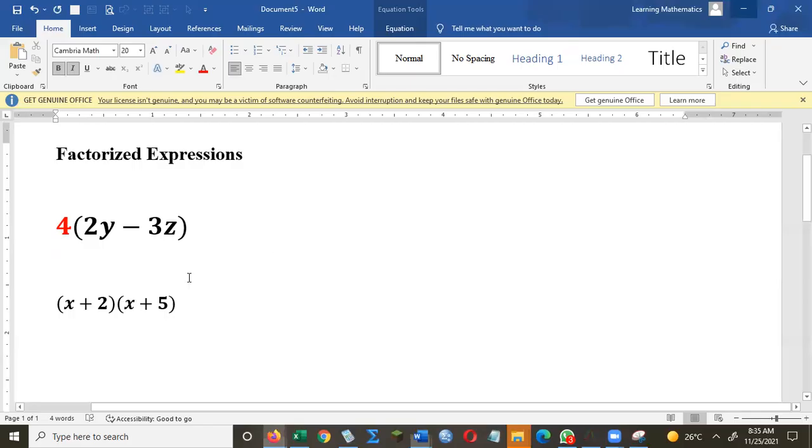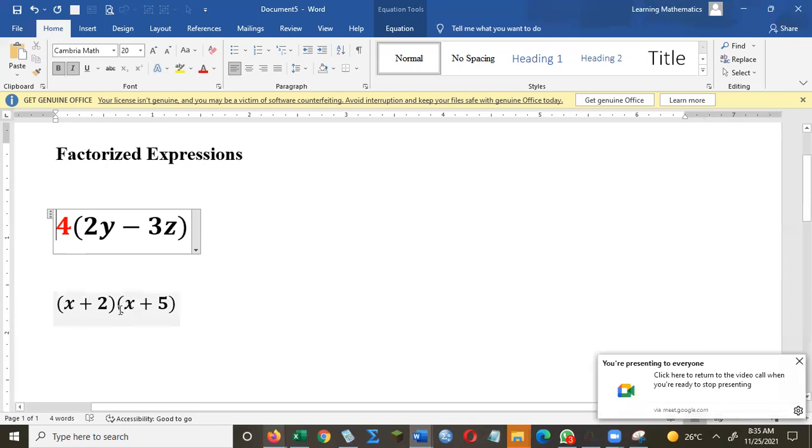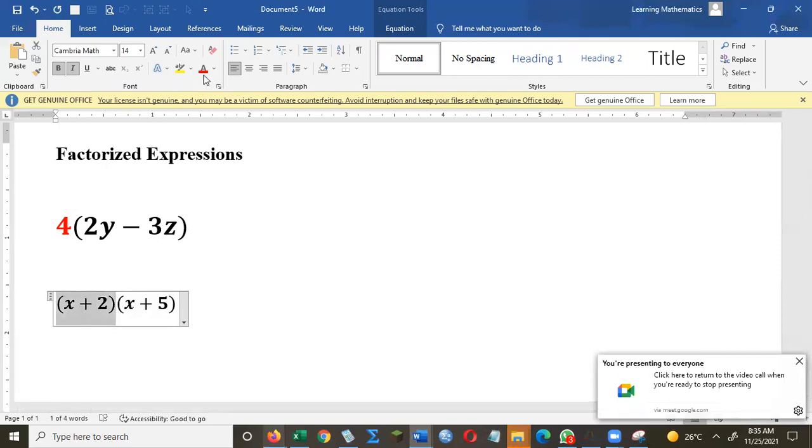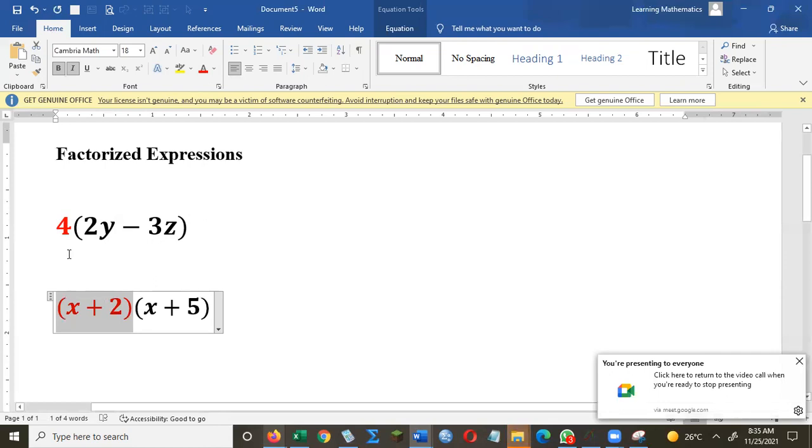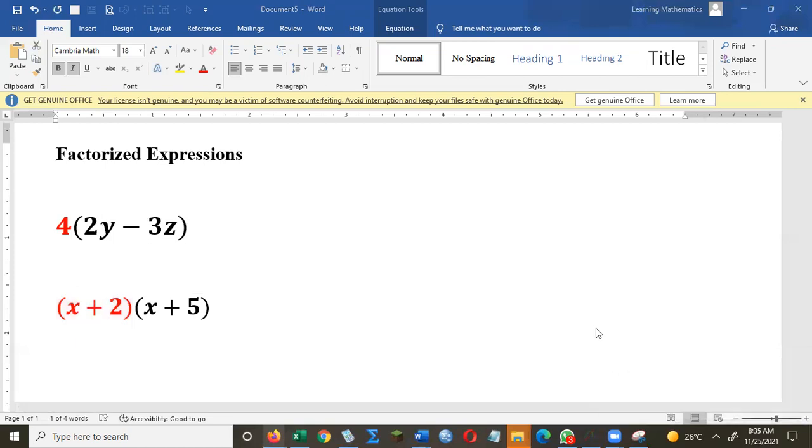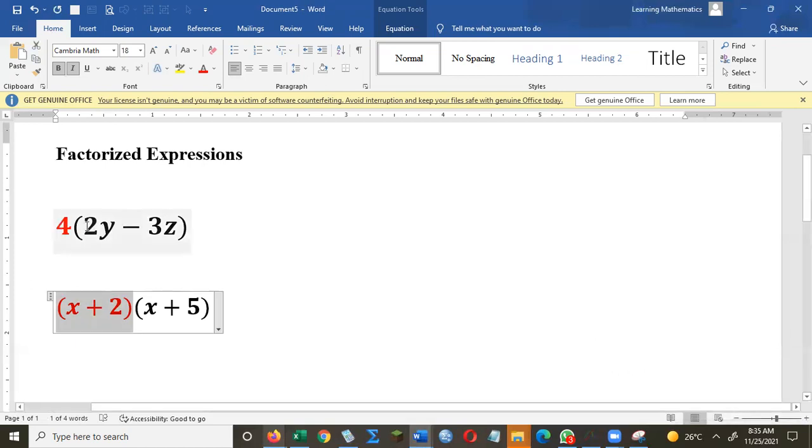But when we come here now, we are not seeing 4. We are seeing x plus 2 in a bracket. The 4 and the x plus 2 is the same thing, if you want to put it that way. They serve the same function. 4 is multiplying to this. X plus 2 is multiplying to that. You have to get that clear.